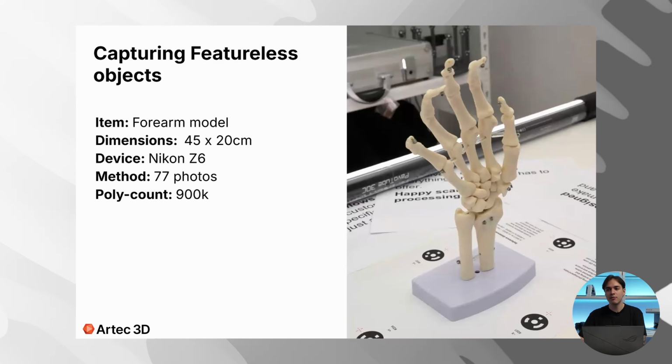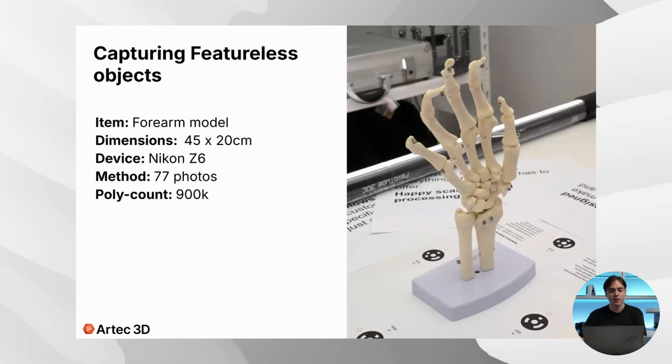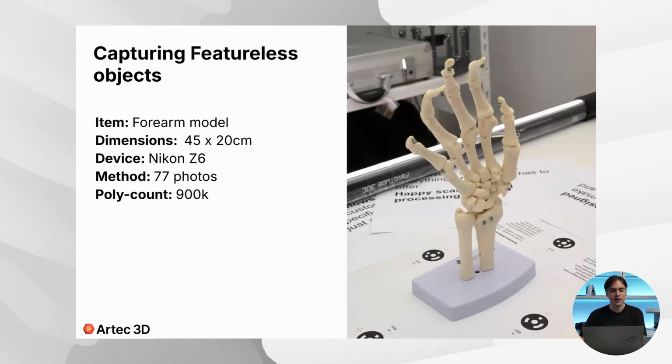That's one of the core strengths that I've been talking about earlier. Artec Studio is really good at capturing featureless objects. For example, take a look at this 4R model. You can see that it's really monochrome. It's a single beige color, and so it does not have any texture features.